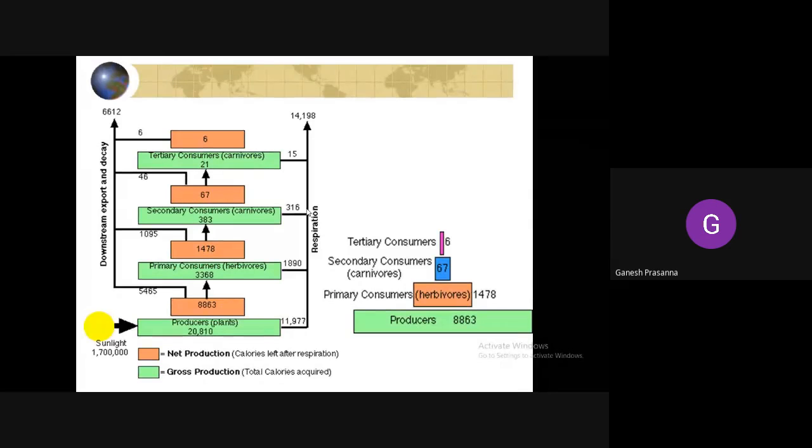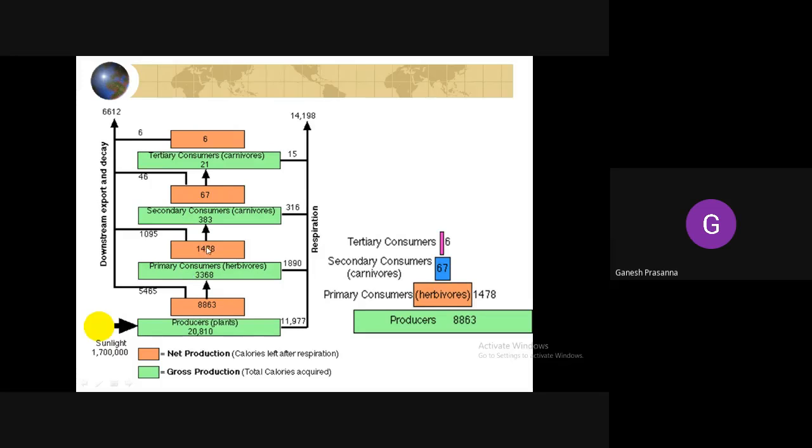So you can see how exactly these producers and other things are being related to one another. Okay, so you see, around 20,810 producers being present of 17 lakh sunlight energy, only 8,863 is herbivorous. So the primary consumers, the herbivores, are 3368. Here you can see how energy is being dissipated.